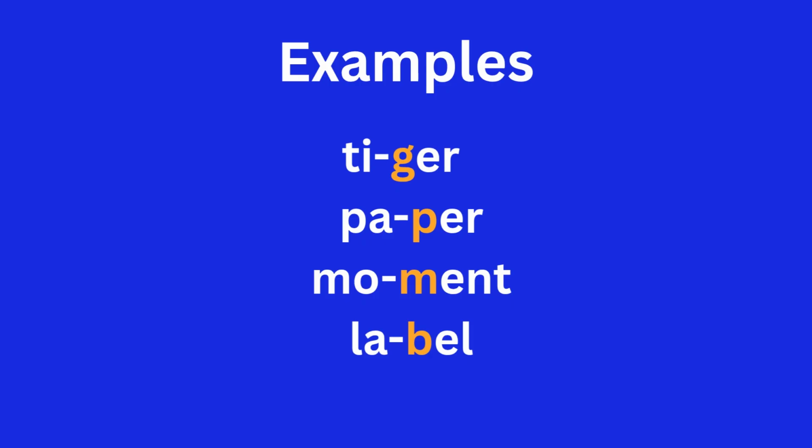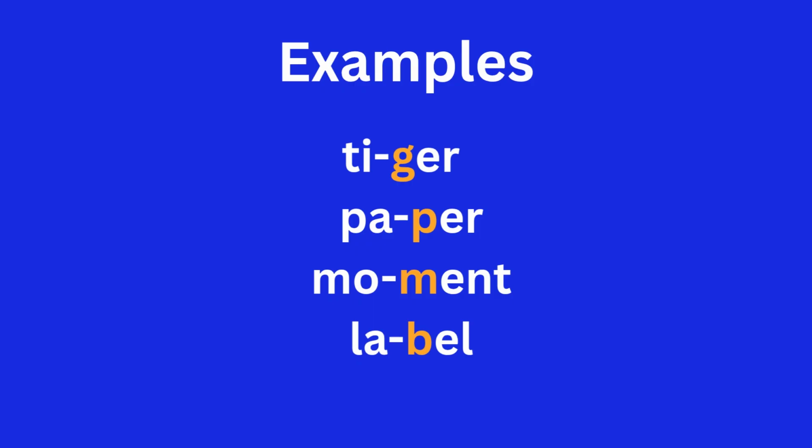Let's look carefully at the pattern. In the words we are studying today, there is only one consonant letter standing between two vowels. For example, the letters G, P, M, and B in these words are consonants placed between vowels.